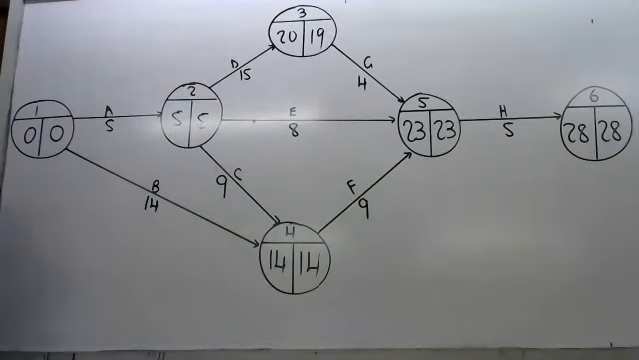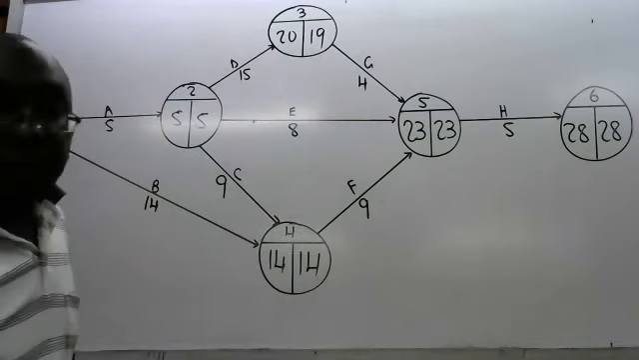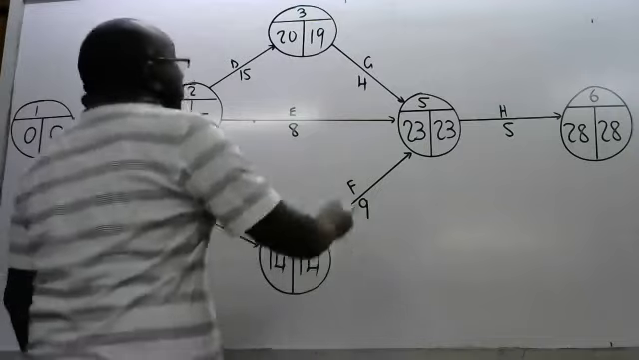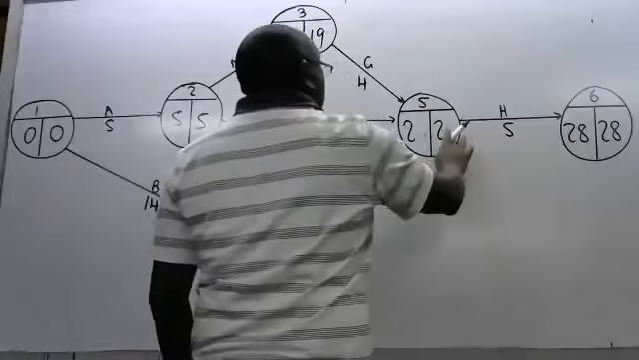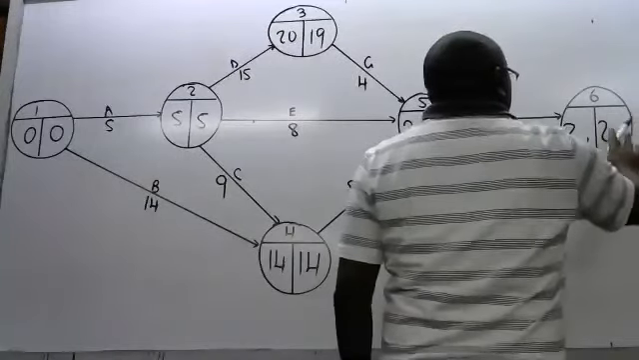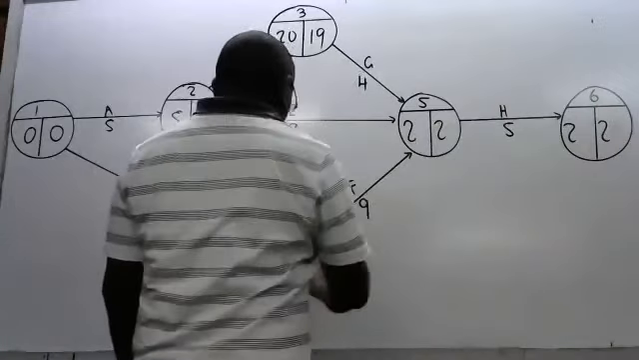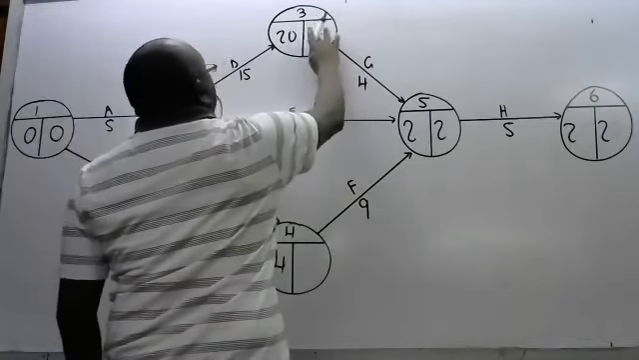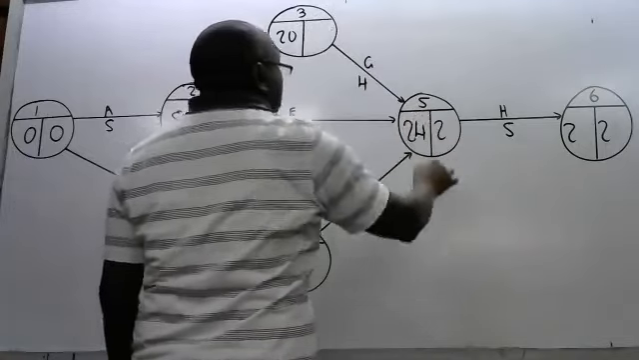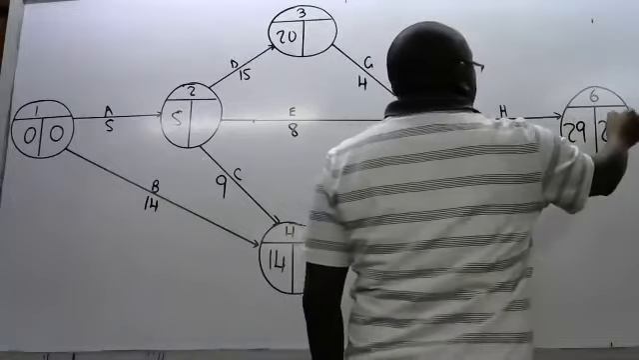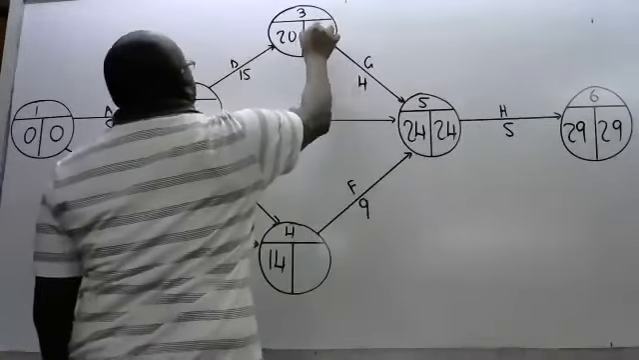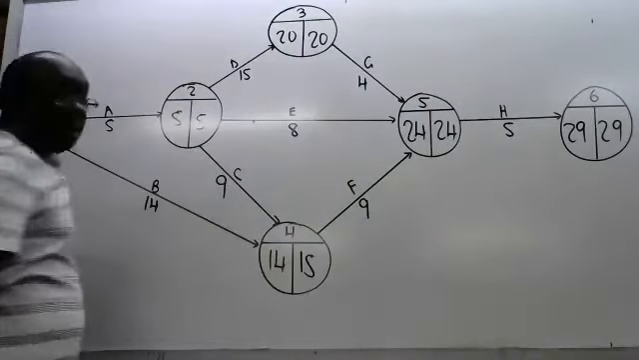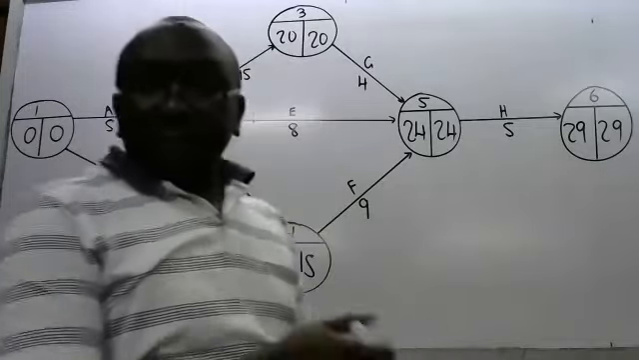So the critical path. Five is 24. Why 24? Good. Now I see 15. So that is very good for the correction. So this one now should change so that this is 24, this is 29, this is 24, this is 20, this is 5, and then this is 15. Yeah, we are okay now.